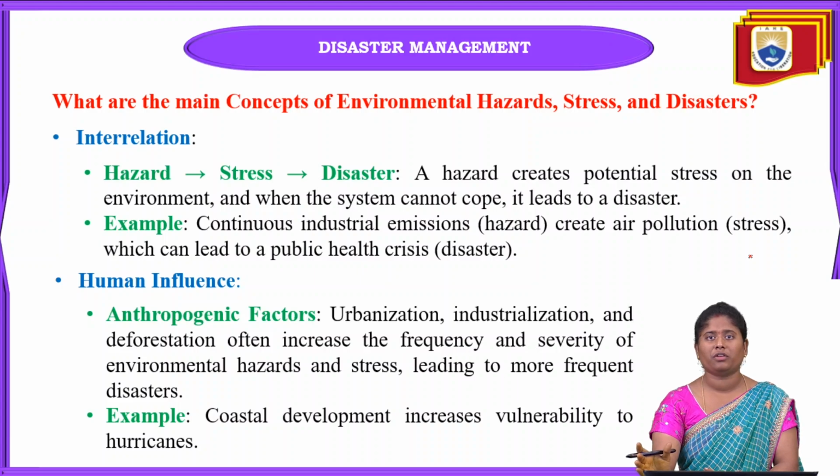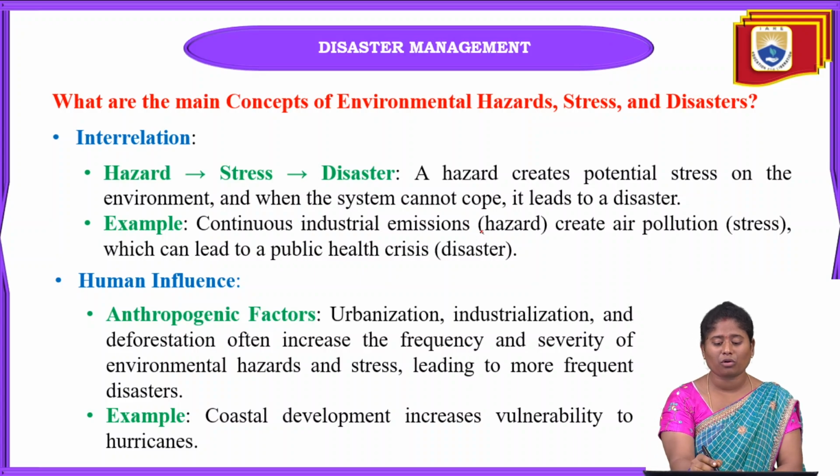And the main example of this is continuous industrial emissions. Industries release CO2 gas, and sometimes it may be SO2 gas. When that goes towards the atmosphere, it creates air pollution. These industrial emissions are called the hazard, and this air pollution is called the stress. And because of this industrial emission and air pollution, it will create a public health crisis, which is called the disaster here. Okay.